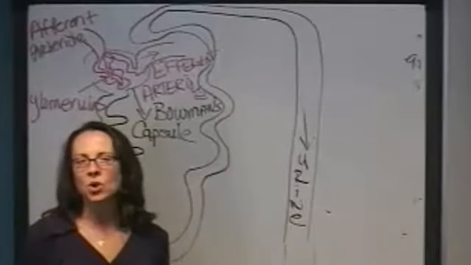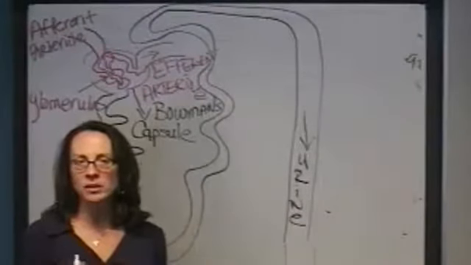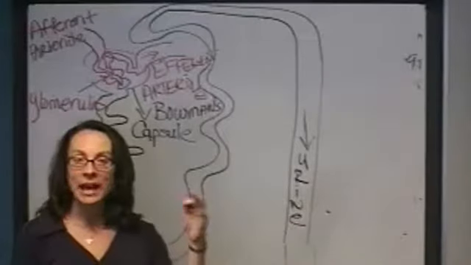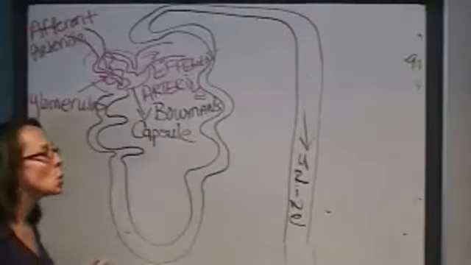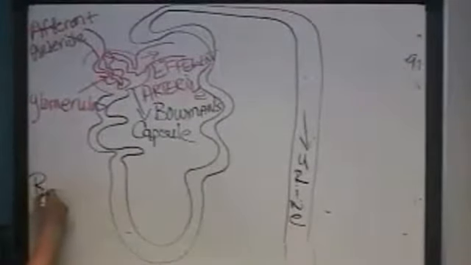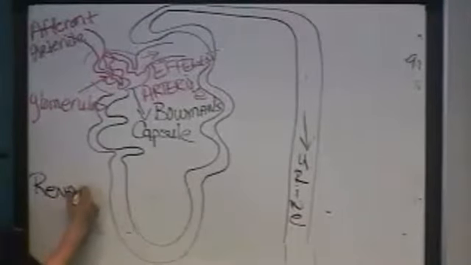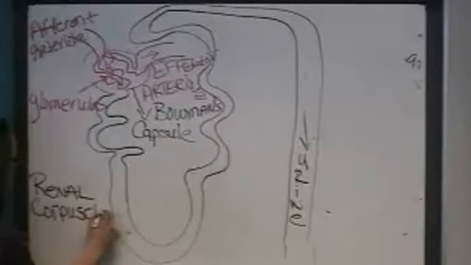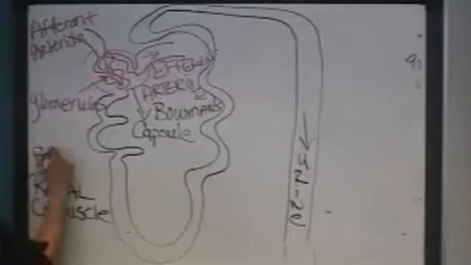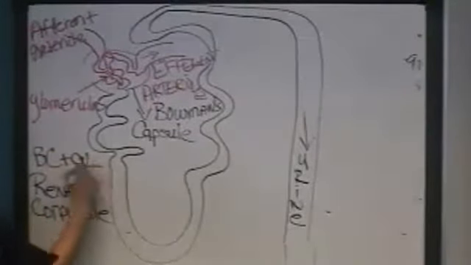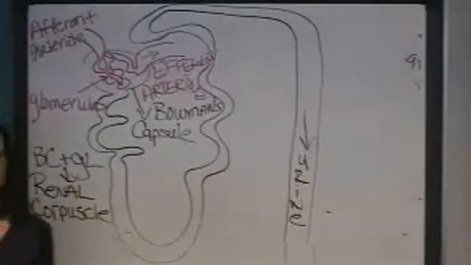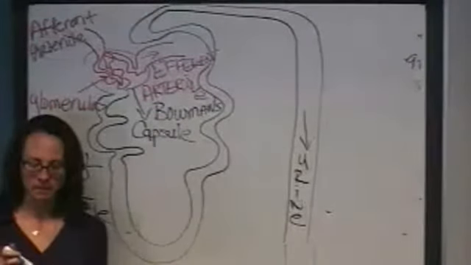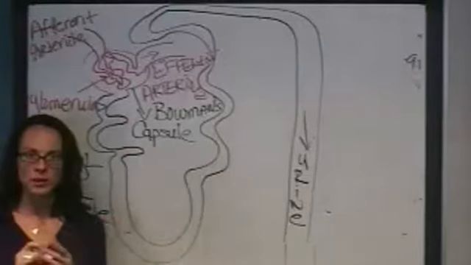The whole thing is called the renal corpuscle. So the glomerulus and Bowman's capsule together form the renal corpuscle. That's Bowman's capsule plus the glomerulus equals the renal corpuscle. That's the whole shebang.